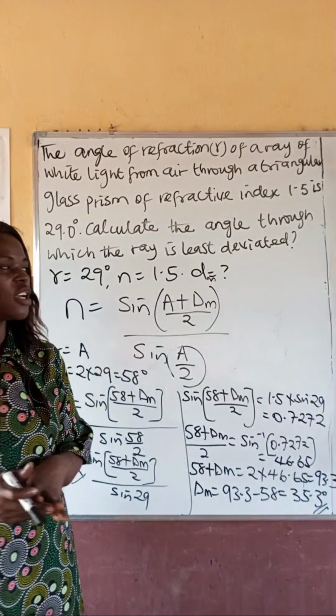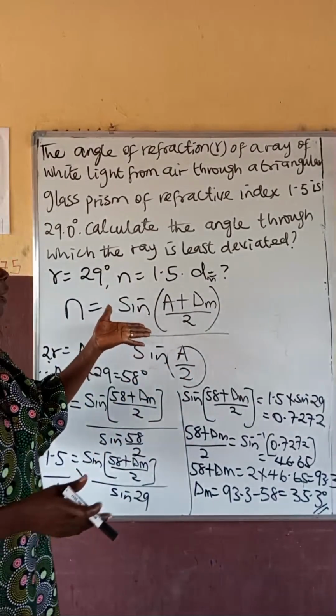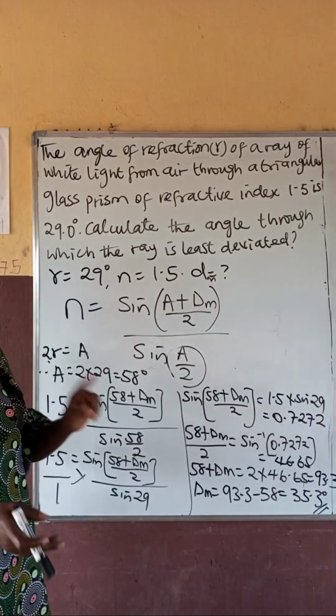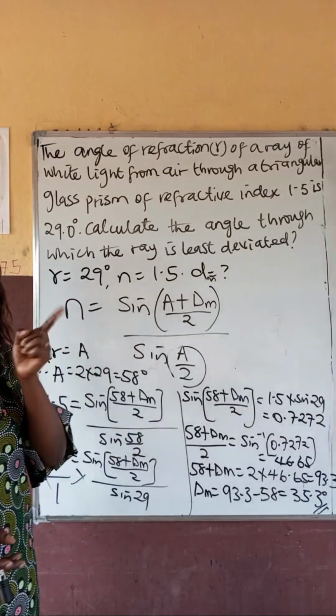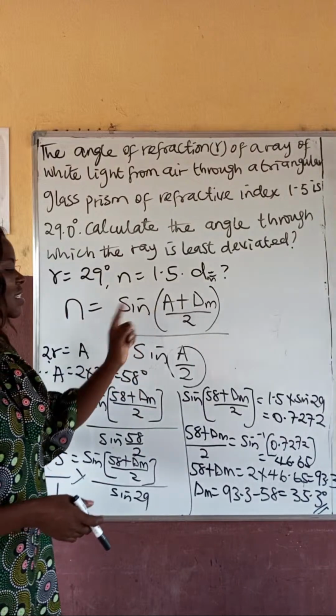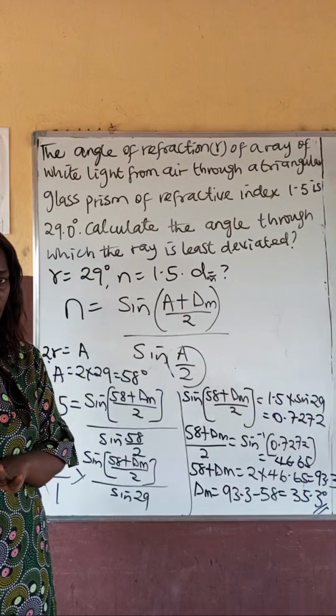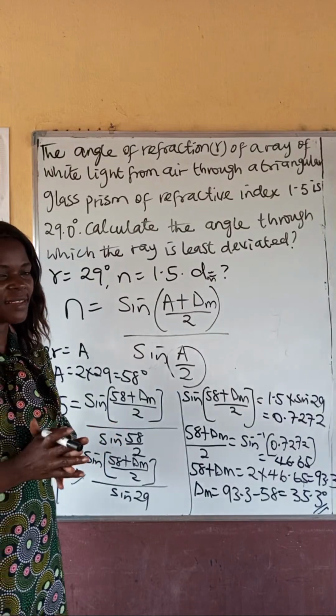Is that clear? So this is how you can use this formula of minimum deviation to solve our problem, right? Now, if the refractive index of glass is known and the refracting angle is known, we can as well solve for the angle of minimum deviation. Is that clear? All right.